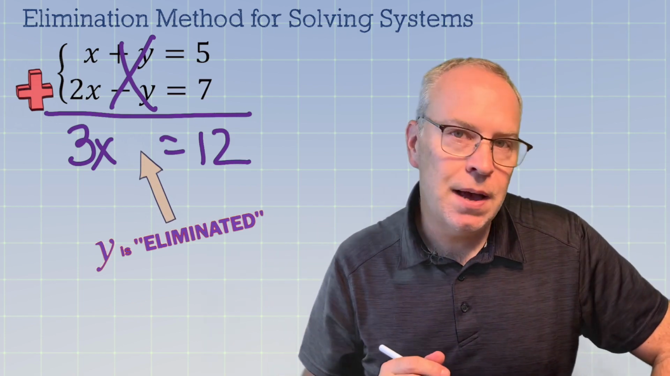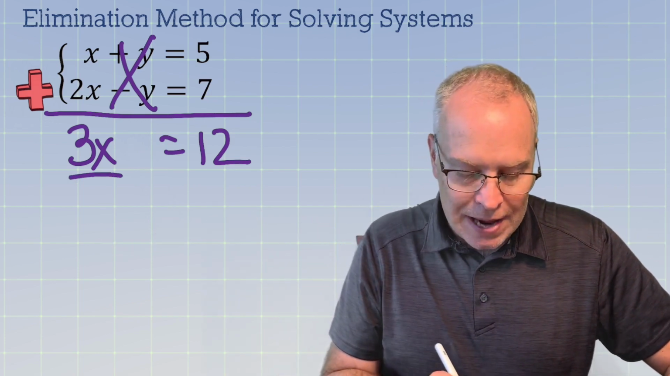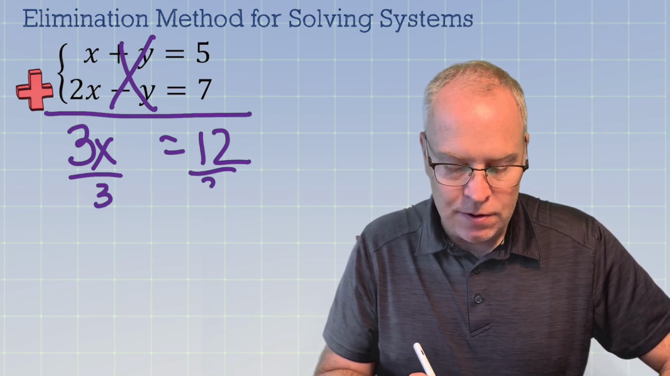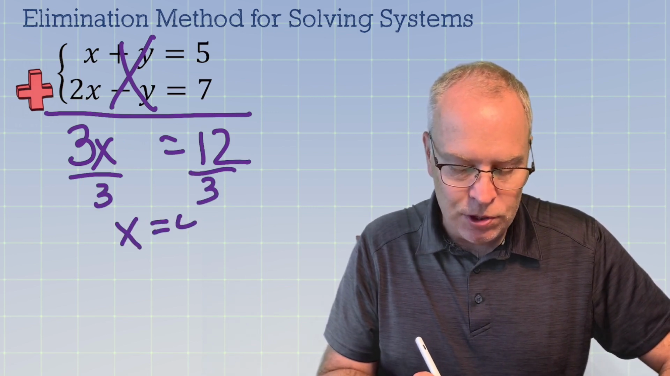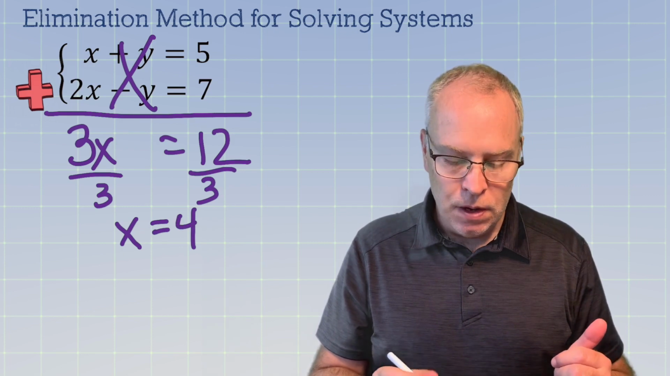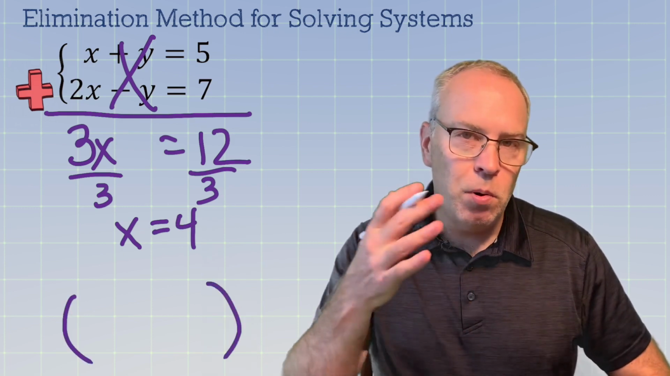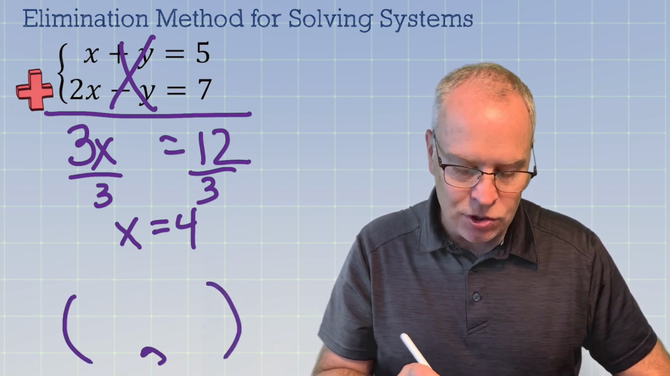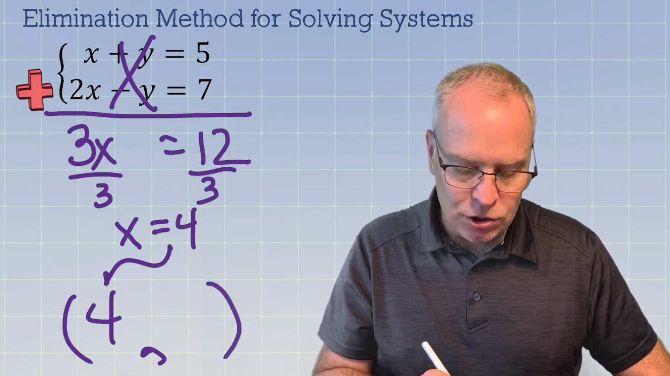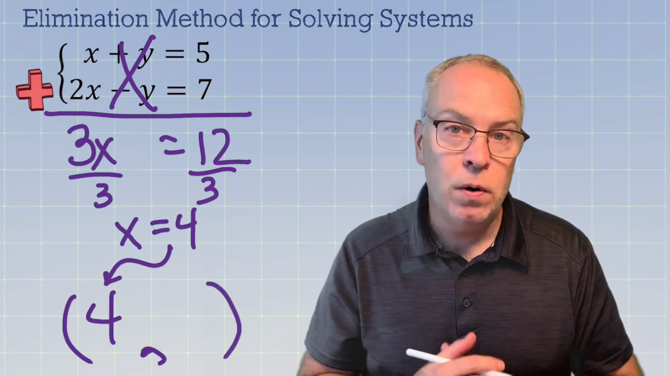We've got 3 times x is 12. Well, now it's just a linear equation. We can just divide by 3 on both sides. Super simple, right? X equals 4. So remember, we're looking for the point of intersection of these 2 lines. So x is 4. I'm going to put that in my coordinates there.